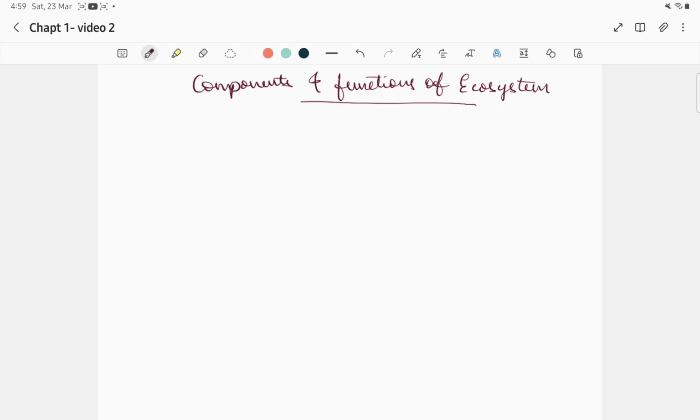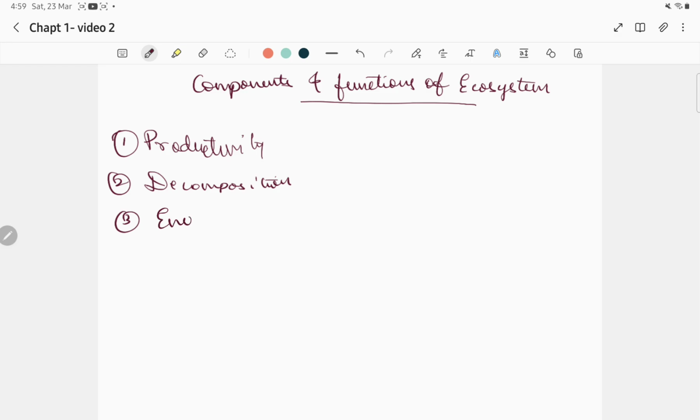What are the components of the ecosystem? So basically there are four basic components of ecosystem. The first one is productivity, and the second one is decomposition. Next is energy flow. Fourth one is nutrient cycle.